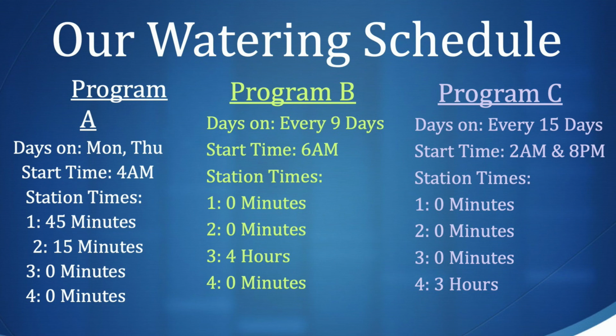Program B, we're watering once every 9 days for our shrubs at 6 a.m. And you can see stations 1 and stations 2, 0 minutes. So make sure that when you're under each of the specific programs, the minutes are not duplicated. Otherwise, it's going to run more than you intend it to. You only want your specific zone attached to that program to be running when you're looking at the minutes. So all of them are 0 except for station 3 because that is our shrubs. Similarly, program C we're using for our trees once every 15 days. We have the 2 start times, and we have no minutes in any of them except station 4 where we are running for 3 hours.